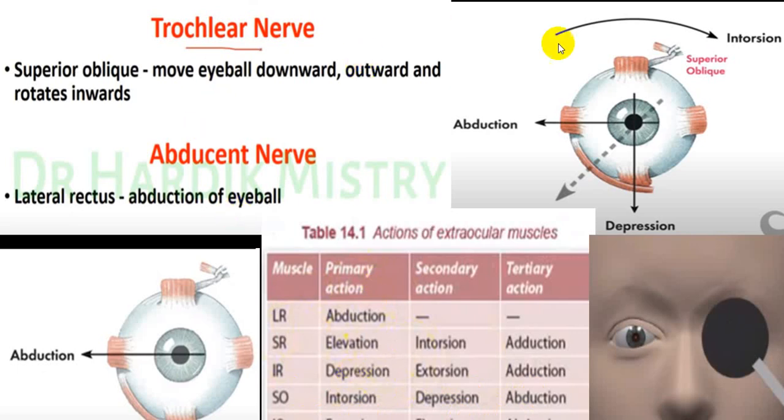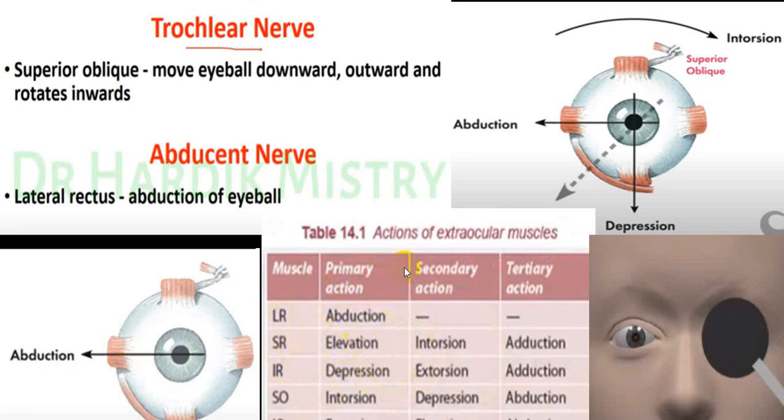The trochlear nerve will produce downward movement, outward movement and rotation. That is what we call intorsion. So these will be the three movements: downwards, outwards and inward. So we call them abduction, depression and intorsion. While lateral rectus and medial rectus are pure abductor and adductor. So lateral rectus will be abductor and medial rectus will be pure adduction. So that will be the action.